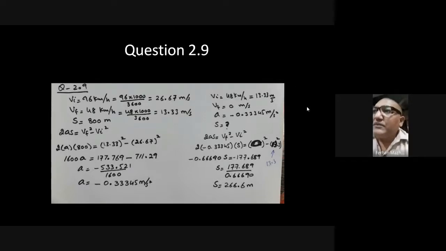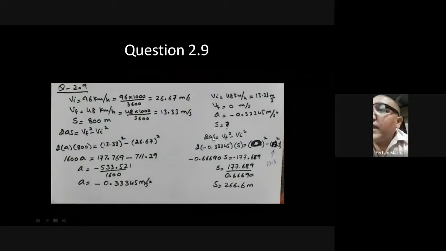Here in the second portion, the initial velocity is 48 kilometers per hour, and in meters per second it will be 13.33 meters per second. The final velocity will be 0 meters per second. The deceleration value we already know, that is 0.3345 meters per second squared. How much distance will be traveled?